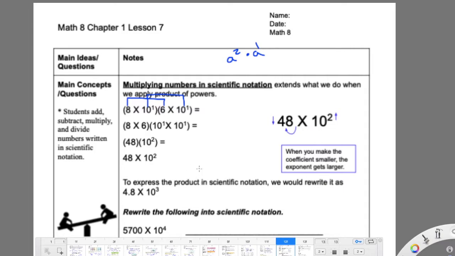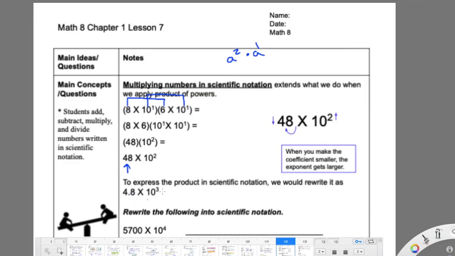To express the product in scientific notation, we should rewrite it. Why should we rewrite it? Because this number here cannot be bigger than 9. Remember, we went over that in the last section. If you need to review scientific notation, go back over the last video. But the main idea is that the number out in front has to be greater than or equal to 1 and less than 10. So it's a number between 1 and 9. It can have a decimal on it, but it can't be 48. That's too big. We need to move that decimal over, so it's 4.8.